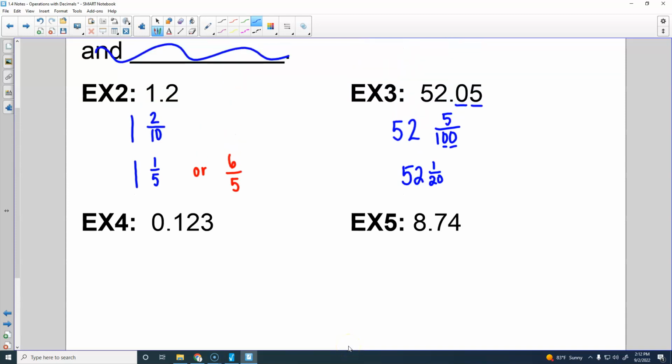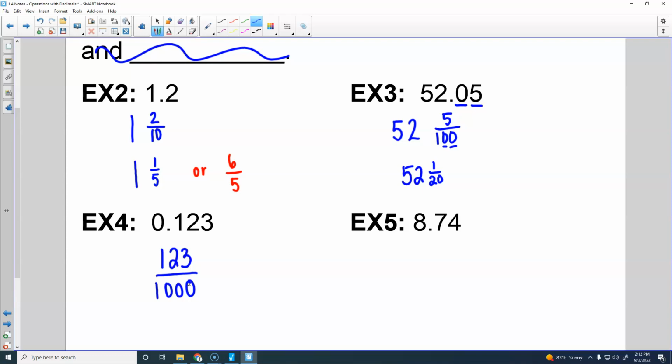Okay? All right, I got 123 here. What should I put that over? 1,000. Okay, because we got 3 decimal places, which means we'll have 3 zeros on the number that goes at the bottom. And I don't think it'll reduce. I'm pretty sure it will not. There. I think I checked that one in the calculator. I don't think it does.